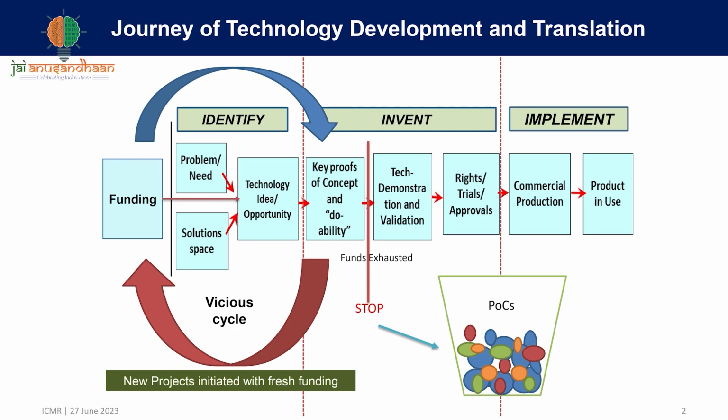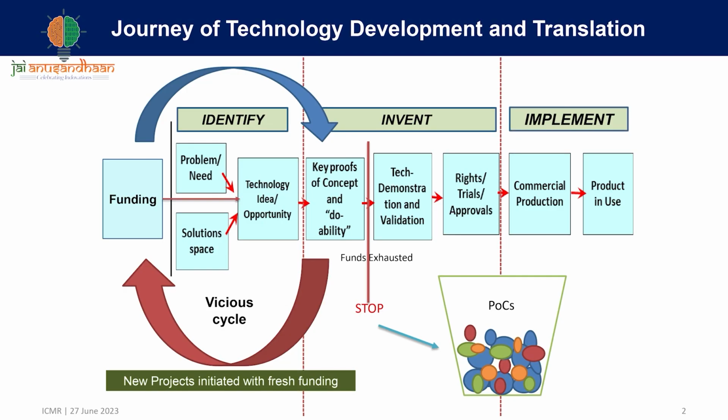From idea to prototype, or the invent phase, you try to solve that problem by developing some kind of prototypes or doability assessment. Then you do technology demonstration and validation. For commercializing a technology, you definitely need to have some kind of regulatory approvals in place, which all happens in the invent phase, and then you go into the implement phase of commercial production and product in use.